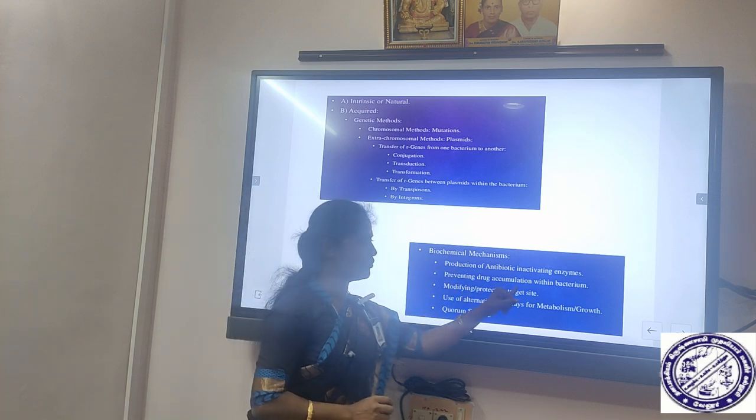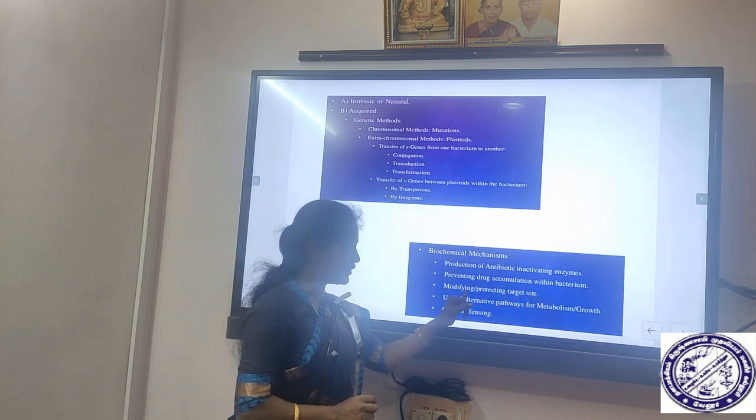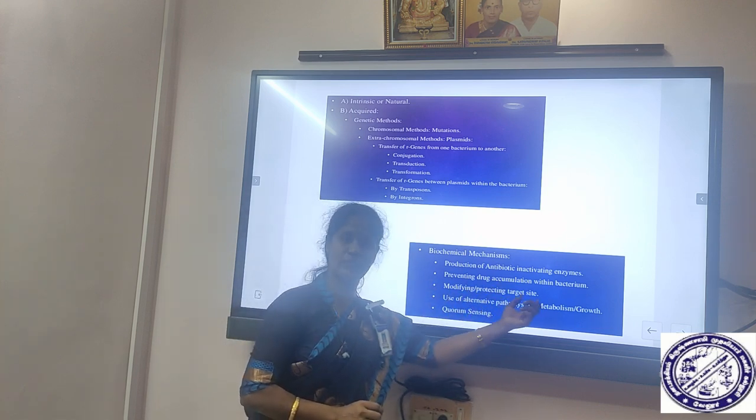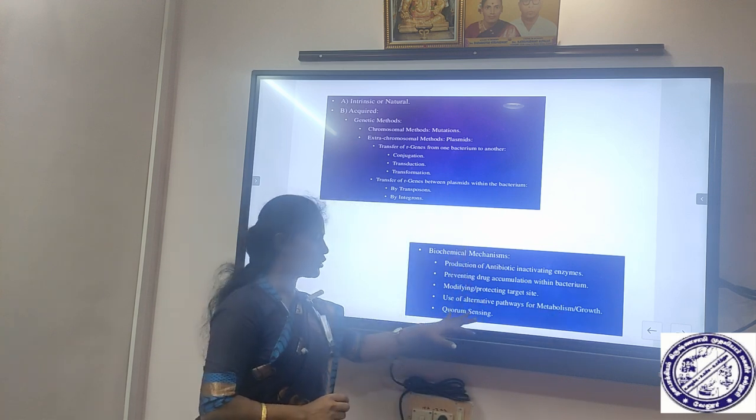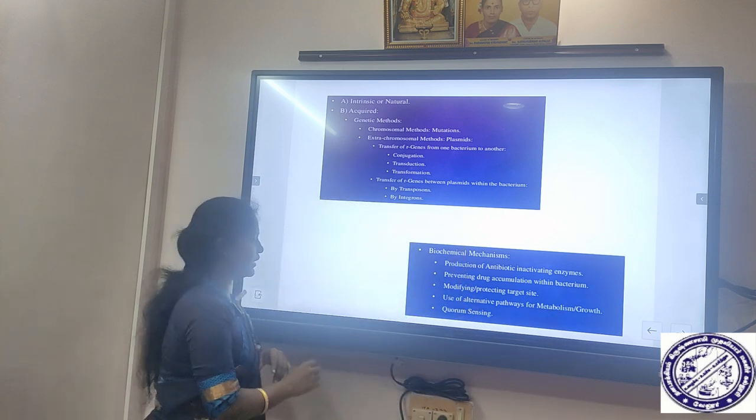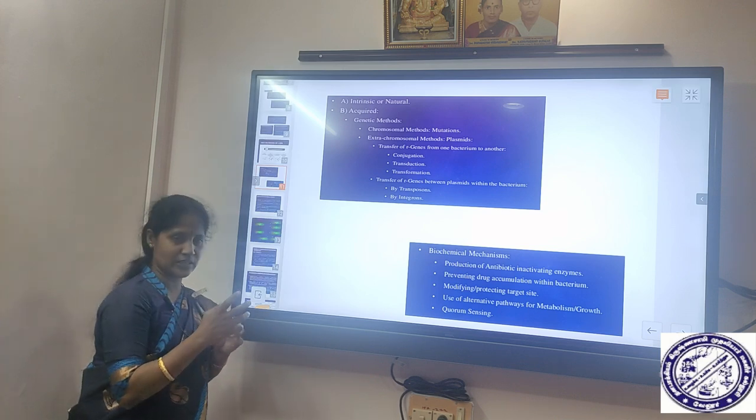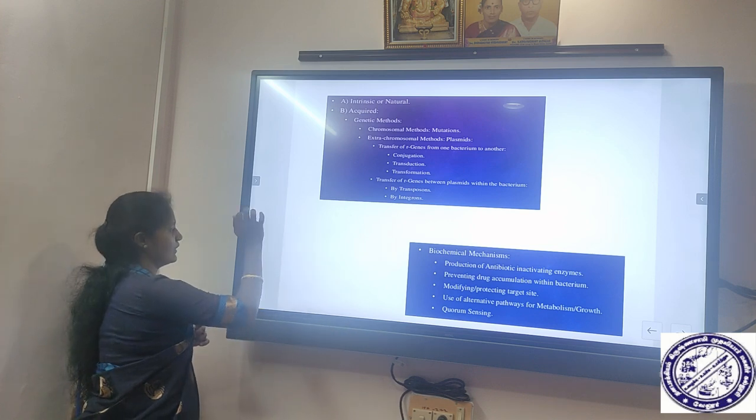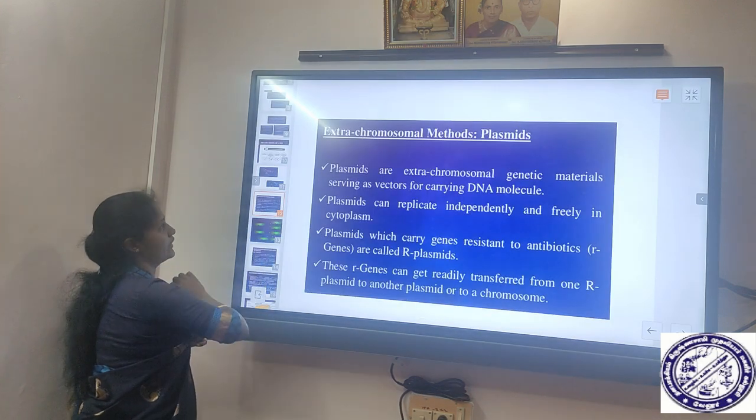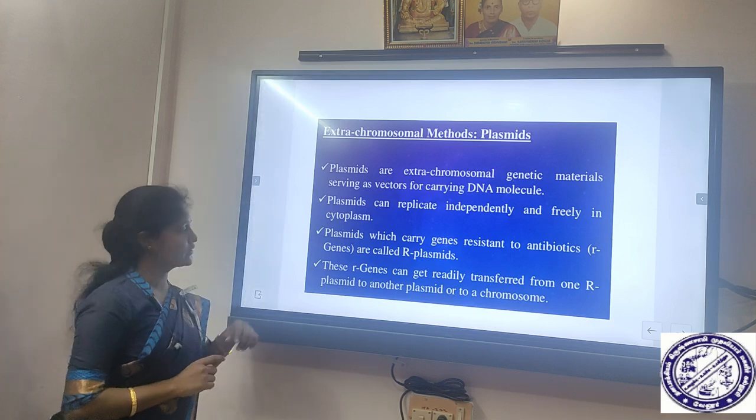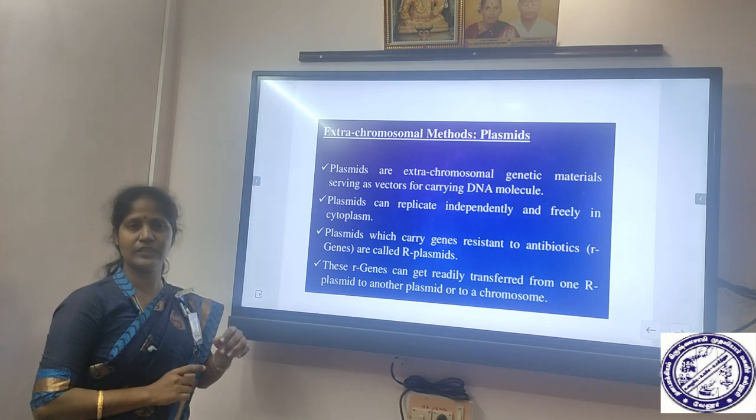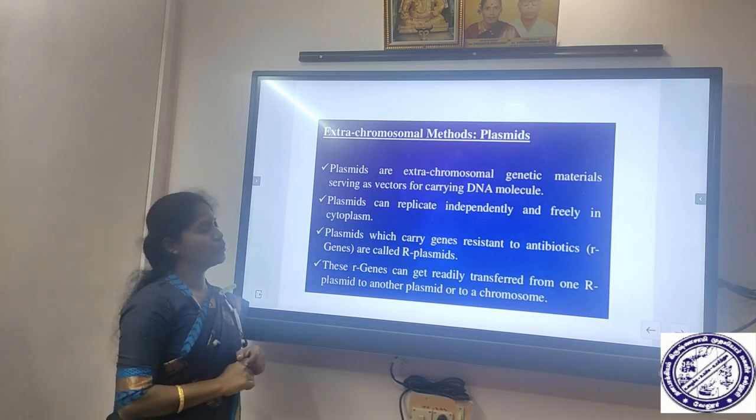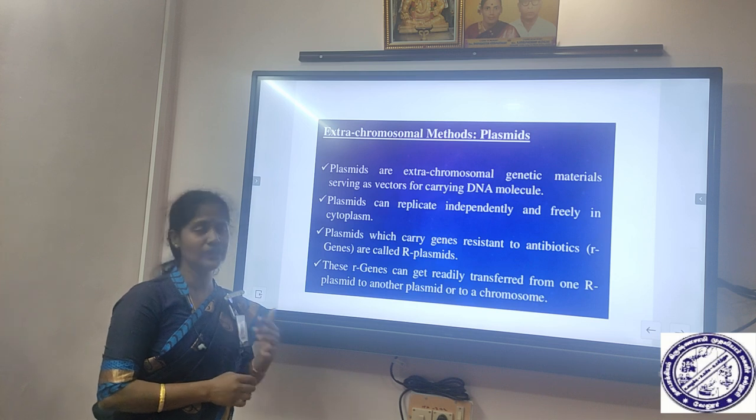And preventing drug accumulation within the bacterium, modifying or protecting the target site, use of alternative pathways for metabolism or growth, and quorum sensing. Quorum sensing is nothing but bacterial communication. Bacterial cells communicate with one another, and that is called quorum sensing. Then extrachromosomal methods. What we saw in the previous slide were the chromosomal methods. Here are the extrachromosomal methods through which antimicrobial resistance can spread.